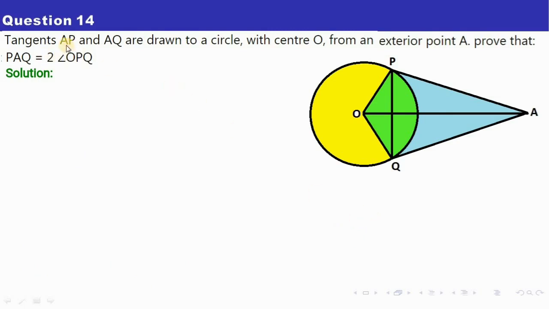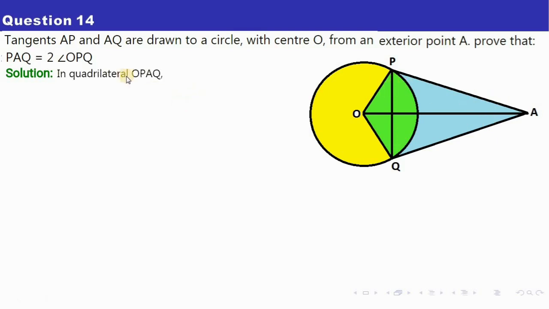In this question, you're given that tangents AP and AQ are drawn to the circle. So AP and AQ are the two tangents from an external point A. Now we need to prove that PAQ, so let us see where is PAQ. PAQ means they are talking about this angle. This angle will be equal to twice OPQ. OPQ means this angle. So basically we need to show that this angle is double of this angle.